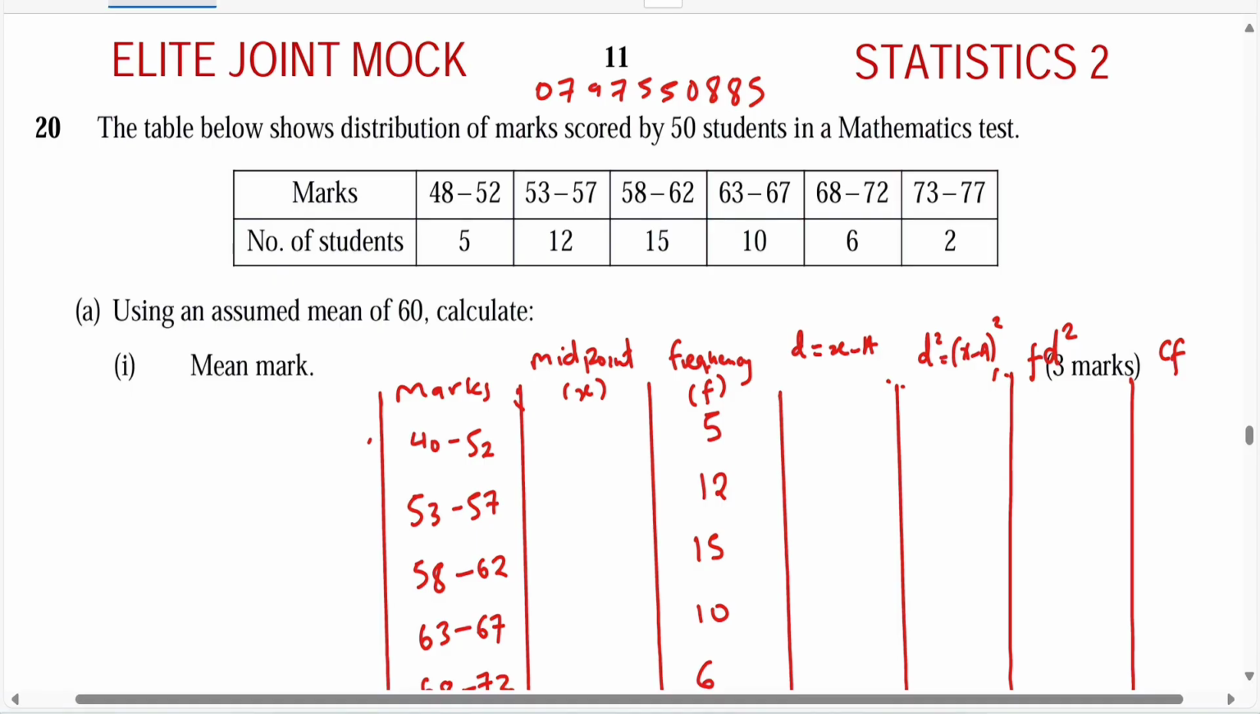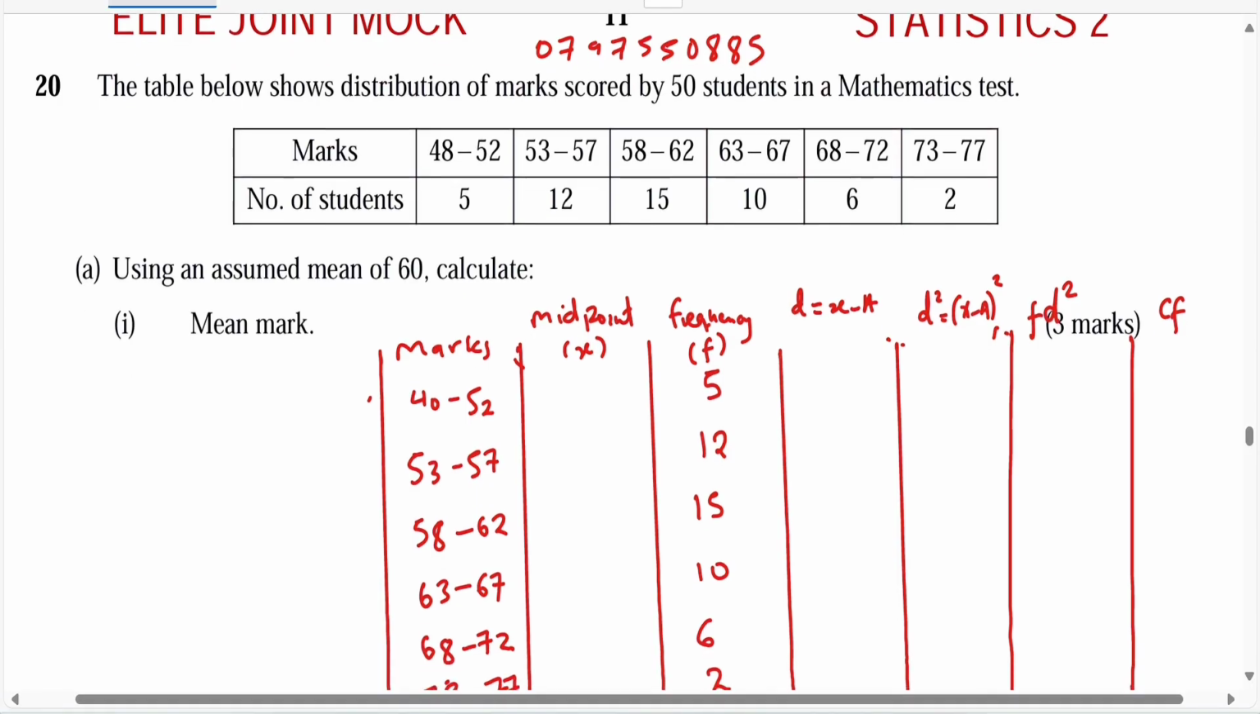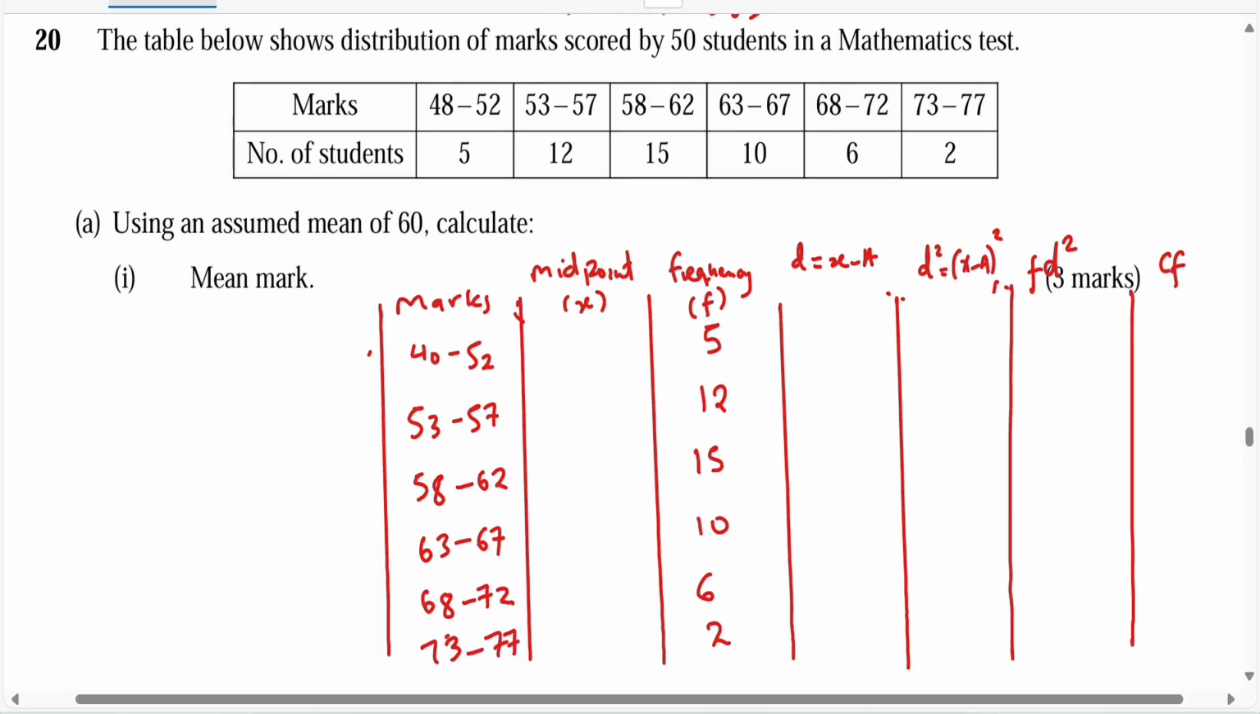I've drawn the table at an early stage so that it is easier to solve questions like these. So, midpoint, which is x. So we have the frequencies. We have d, which is the deviation from the assumed mean. We have also d squared, and fd squared. Now, there is cumulative frequency, but I don't think we'll use it for this question.